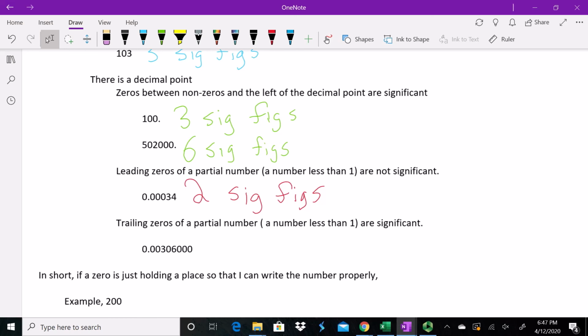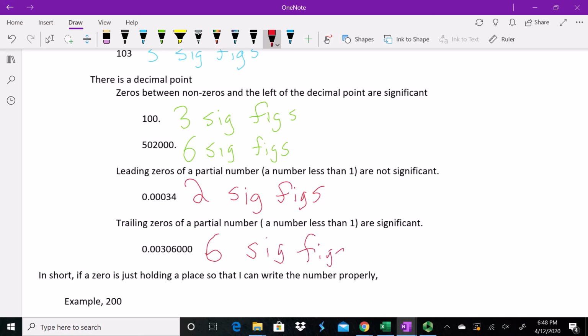Lastly, if I have trailing zeros of a partial number, of a number less than 1, they are significant. So I don't include these first 2 here. I include these 3, but I'm also going to include these last 3 here. So 6 sig figs.